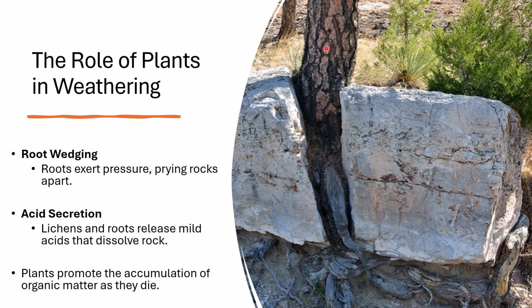Another way is by secreting acid. Moss and even tiny lichens, those crusty growths you see on rocks, produce mild acids that slowly dissolve the rock surface. Plant roots themselves also release mild acids that further that chemical weathering process. And of course, when plants die, their dry matter is added to the developing mixture of mineral particles and organic matter, enriching that soil.